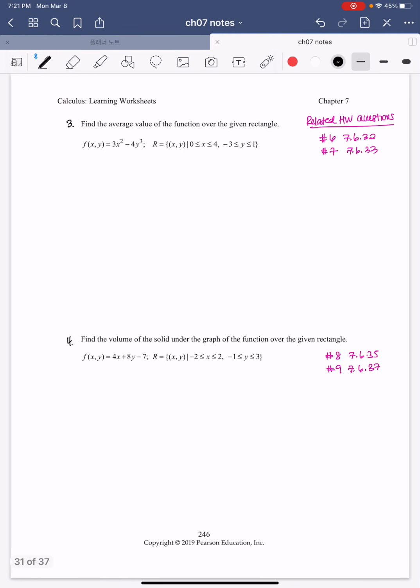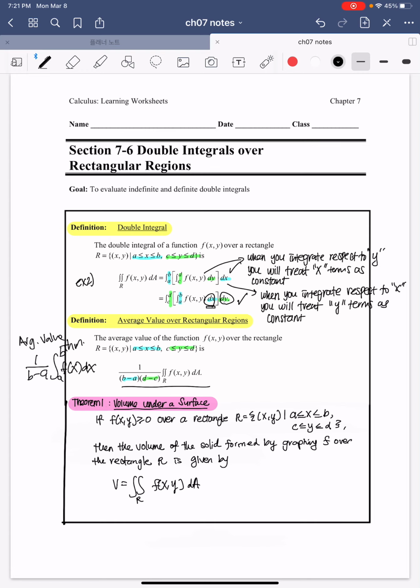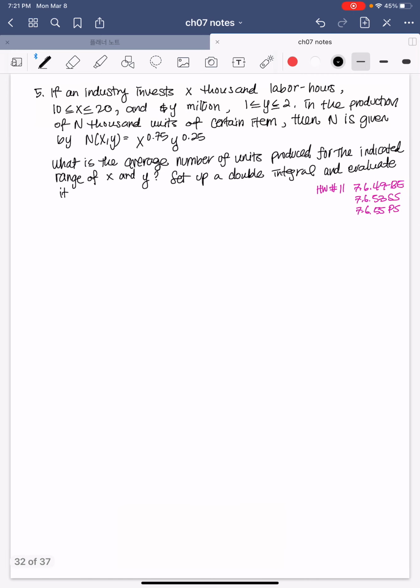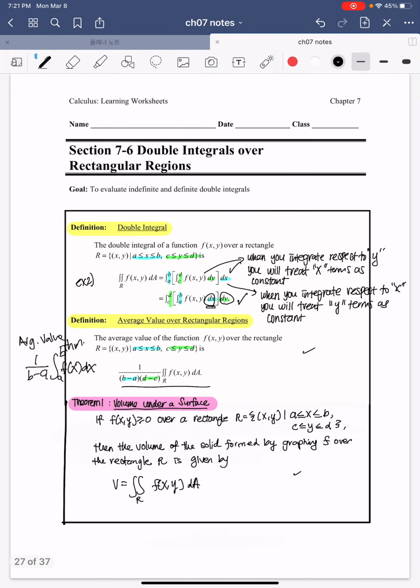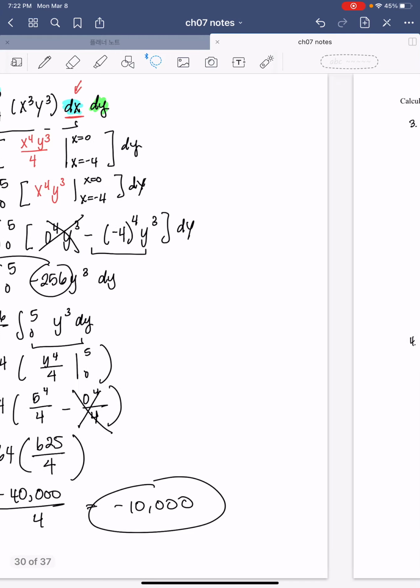All right, let's find the average value problem and then the volume. So we have average value over here as a second definition and then volume. And then I put one application problem, number 5. Okay, so average value. So I'm going to copy my function here. Okay, actually, let's do this. Copy, so I have that handy.